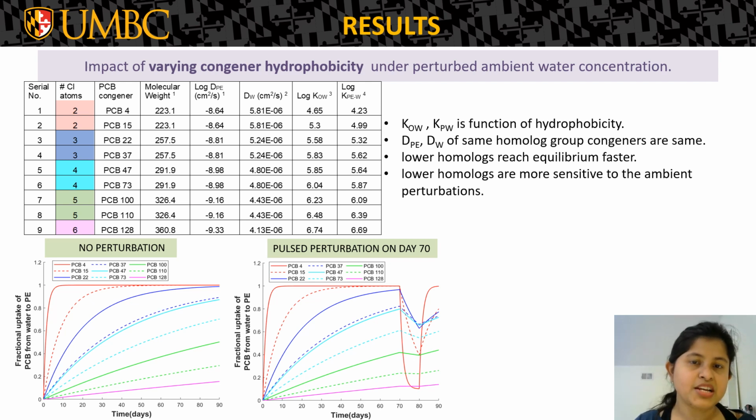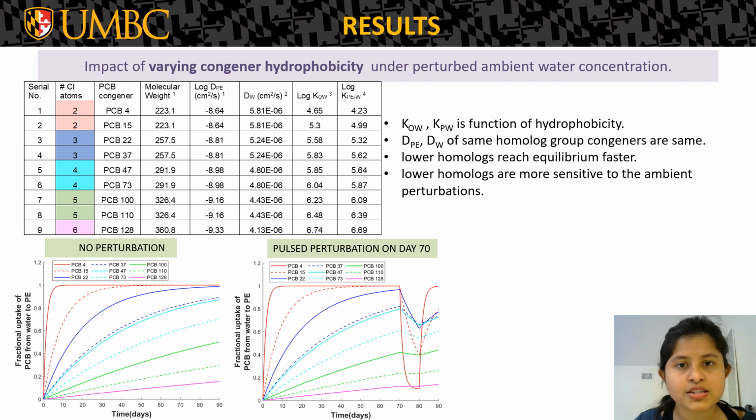and PE. So if you see in the no perturbation state, which is the diagram on the bottom left, the lower congeners reach equilibrium much faster than the higher congeners. PCB4, for example, reaches equilibrium in less than 10 days, while PCB128, which is the magenta curve, reaches only 25% of the actual ambient concentration in 90 days.